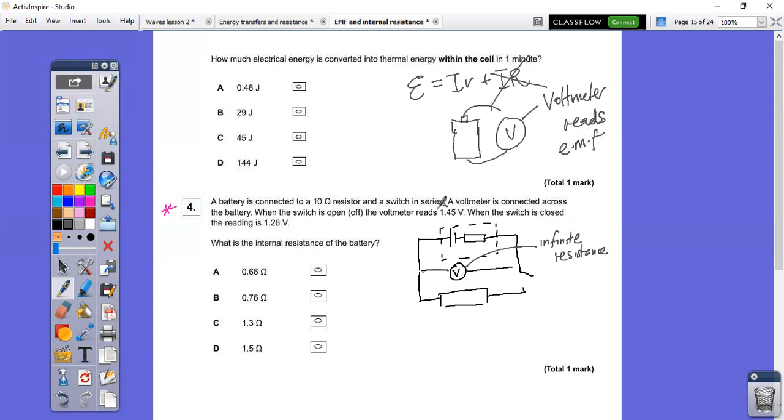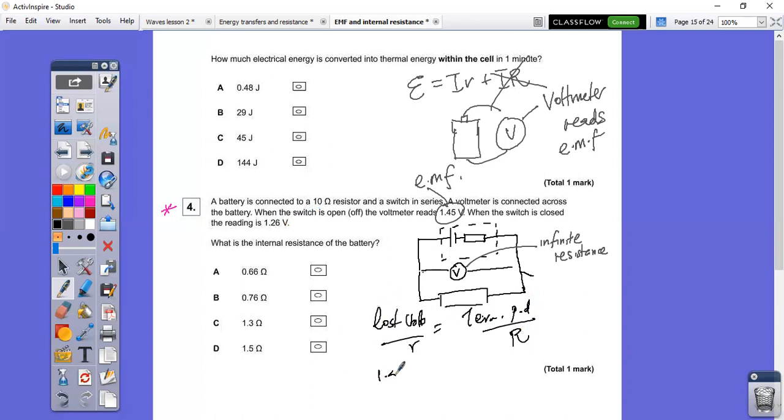So this here is the EMF. Are you following? Yeah. Good. Next thing, this is the EMF. I then connect my switch. The volts drop. So of 1.5, I'm now going to use lost volts over little r is equal to terminal PD over big R. So what are my lost volts?